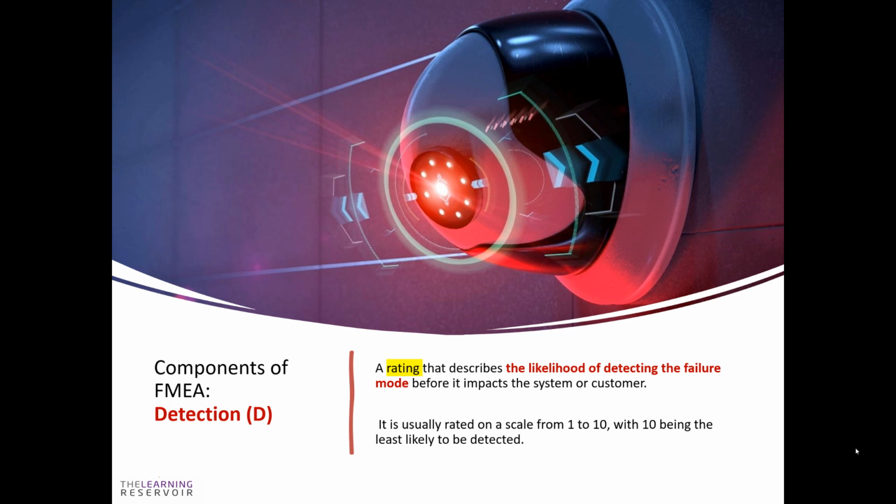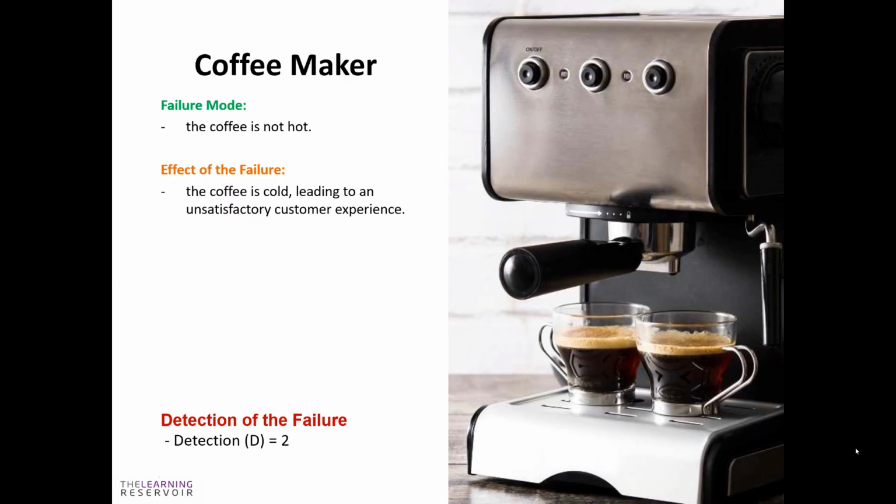And again, usually the rating on this scale is from 1 to 10, with 10 being the least likely to be detected. So in our case, we could perhaps say that the detection of the failure would be a 2, meaning that there is a high likelihood that we will detect that the coffee is cold. Perhaps when the barista is pouring the coffee, they will notice that the coffee is cold in their hand. So in this case, we'll give it a detection rating of 2.